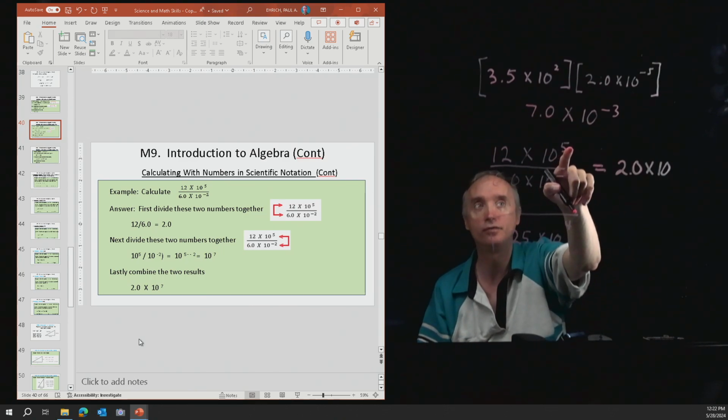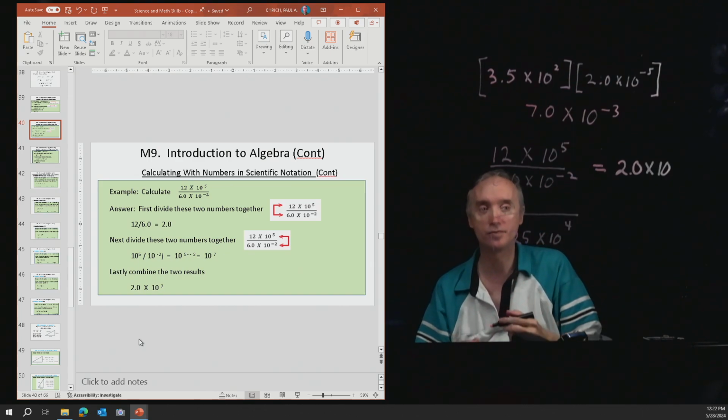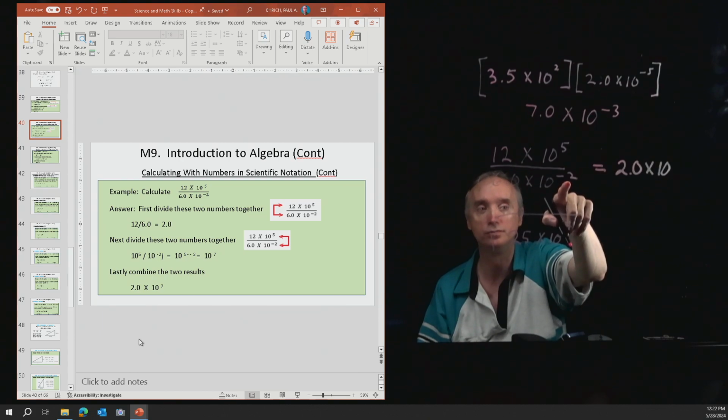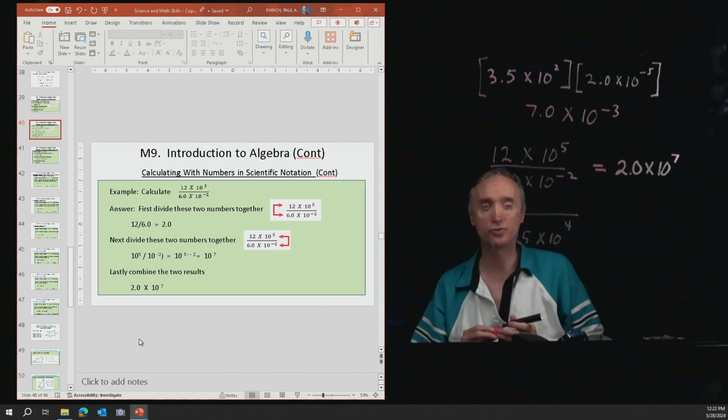So this is going to be a 5 minus a -2. And so remember that the two negatives cancel each other. So this is going to be 5 plus 2, which is going to be 7. So 2 times 10 to the 7th power.